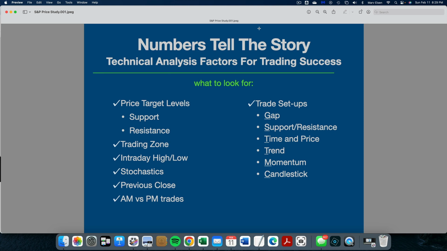Technical analysis is based on numbers. Price target levels of support and resistance, trading zone, the intraday high or low, the stochastics, the previous close, and the AM or the PM trades. And those are put into practice using the 6 trade setups of gap, support and resistance, time and price, trend, momentum, and candlestick. So if you learn to trust the numbers, you'll be a better trader.